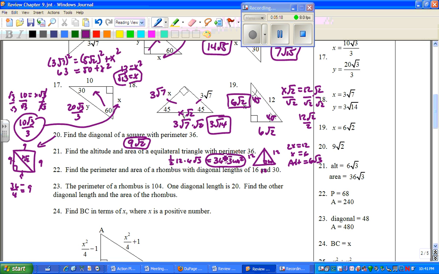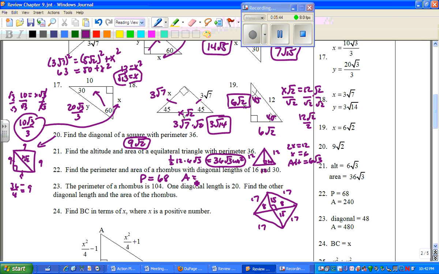Find the perimeter and the area of a rhombus with the diagonals of 16 and 30. Well, let's come down here. So we have a rhombus. In the rhombus, the diagonals are bisecting and perpendicular. So one is 8 and 8, and then it's 15 and 15. So this makes this piece 17 because it's an 8, 15, 17. So 17 times 4, the perimeter ends up equaling 68.